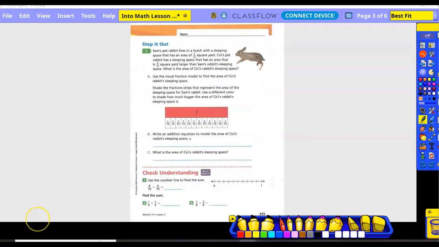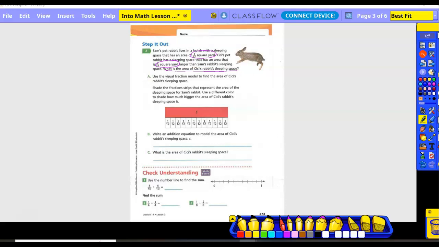Okay. Step it up, number 2. Sam's pet rabbit lives in a hutch with a sleeping space that has an area of 3/12 square yards. Cece's pet rabbit has a sleeping space that has an area that is 4/12 square yards larger than Sam's rabbit sleeping space. What is the area of Cece's rabbit sleeping space?